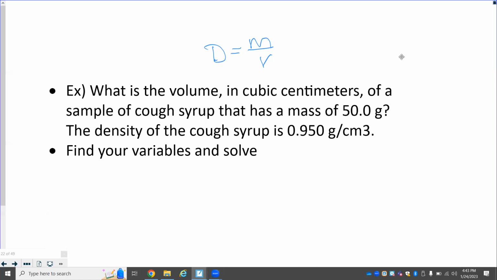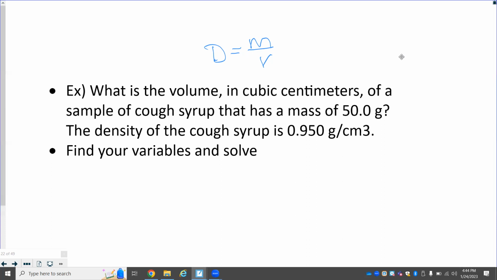So let's look at this problem. And this is just another way that you'll see density problems. You won't always be solving for density. Sometimes it will ask you to solve for mass or volume. Volume tends to be the one that people mess up on the most, simply because they forget that volume is on the bottom of that fraction. You cannot leave it on the bottom when solving for volume. You have to kind of isolate that variable by itself.